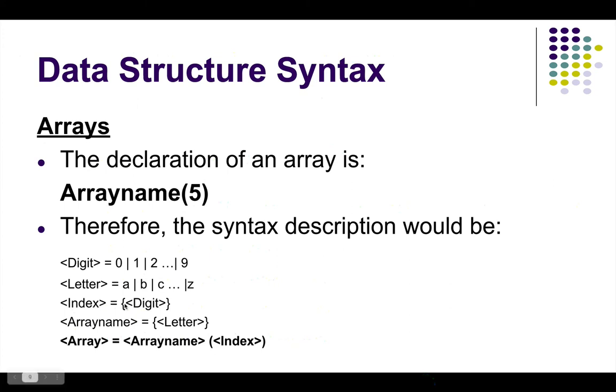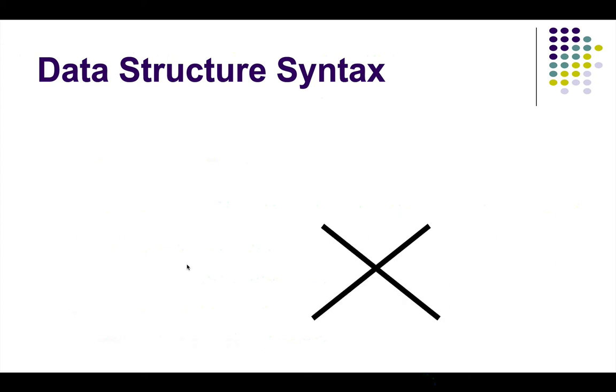Index is a repetition of digits, and a digit is either 0 or 1 or 2 or 3 or 4 or 5 or 6 or 7 or 8 or 9. Sometimes I don't have enough space to write out everything, so we can write ... and assume, obviously, the numbers that are in between. Okay.